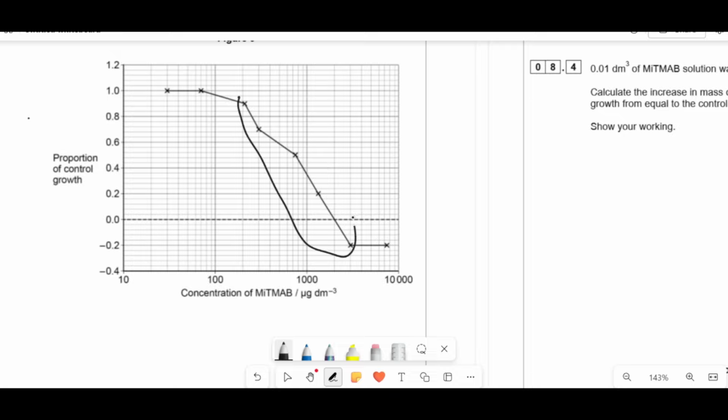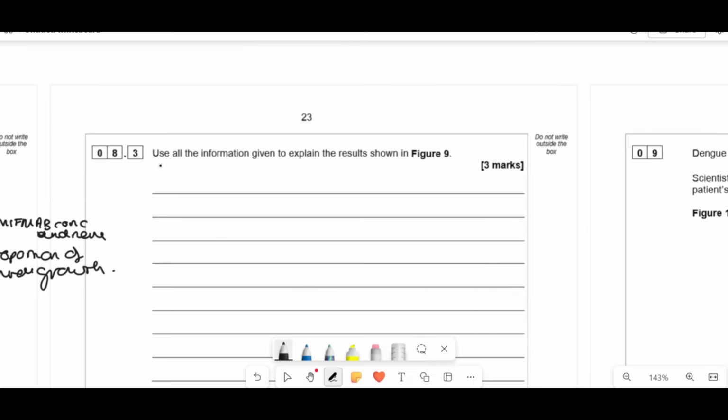So it means that across this point, the MAP has stopped them growing as fast compared to the control, which has no MAP. So it means it must be doing something here. And then here, it levels off, it stops. There's no more further decreases. So the amount of stoppage is the same here and here. Fine. It says use all the information given to explain these figure results.